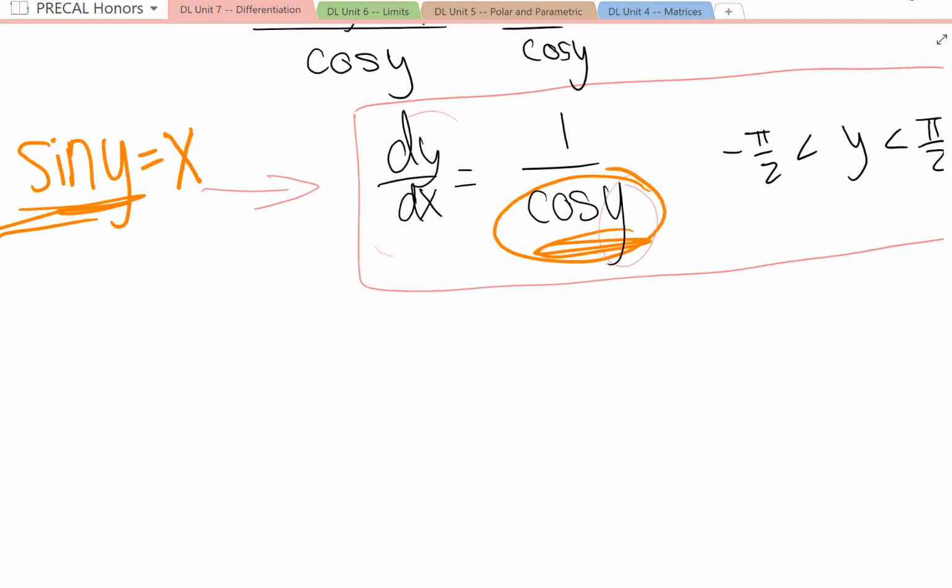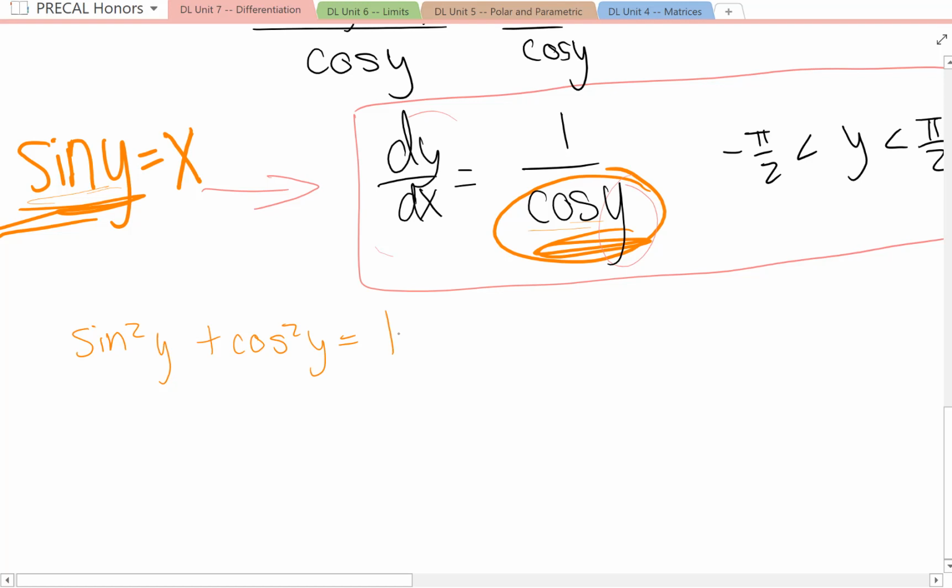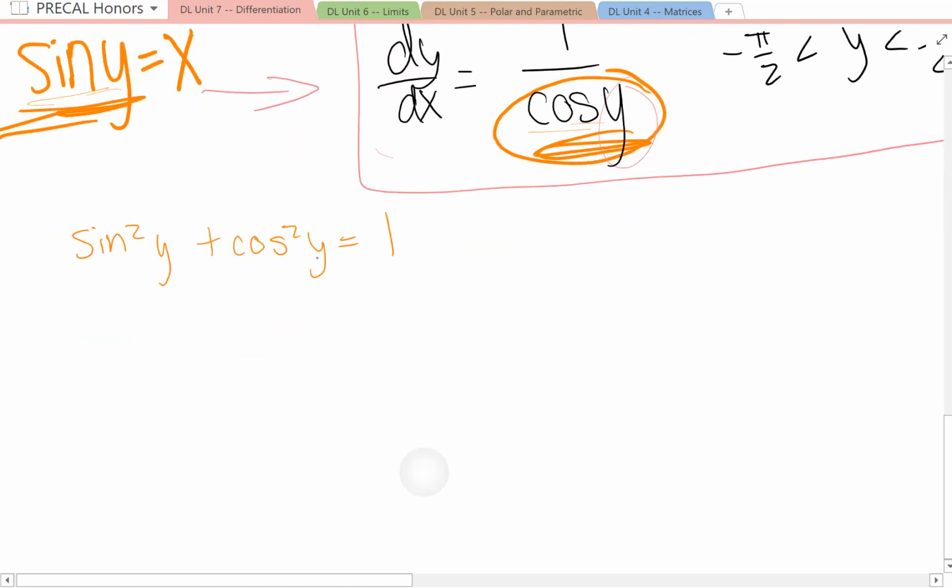And you know what? There is. It's called the Pythagorean Identity. Sine squared y is what we will call it in our case, because we're dealing with cosine y and sine y. Sine squared y plus cosine squared y is equal to 1. And we're going to solve for cosine y.